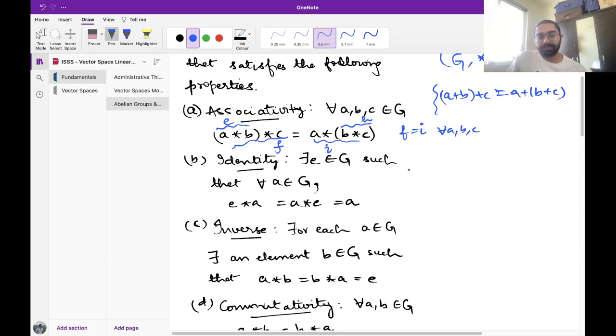Any idea? If we take real numbers, then we can say 2 plus 3 and 3 plus 2. Am I correct? No.